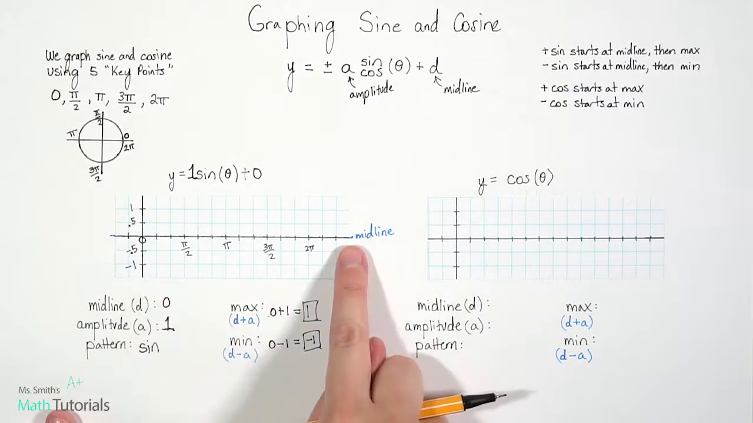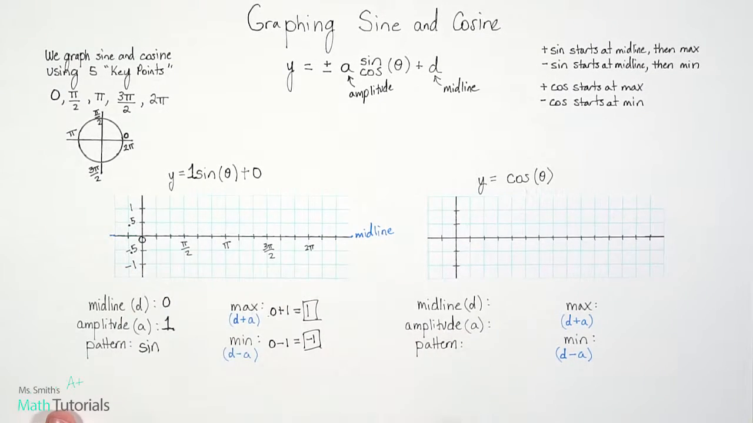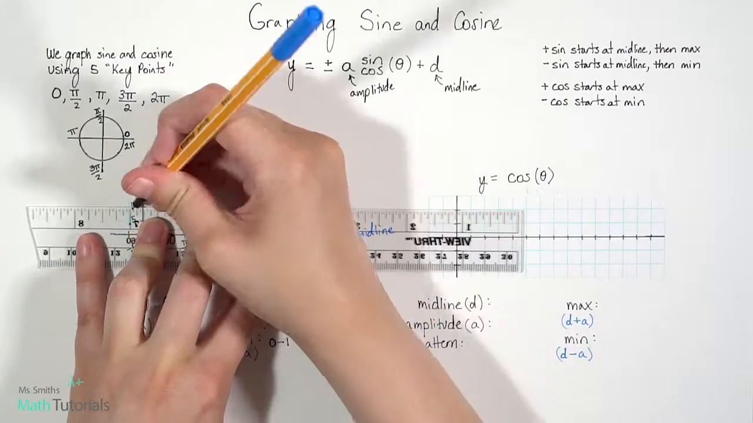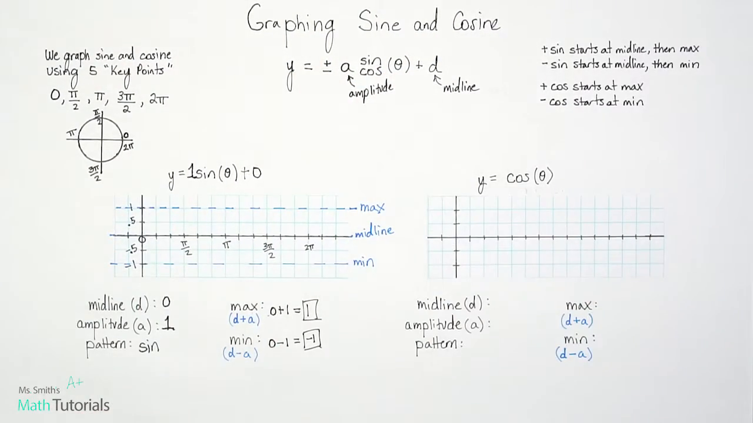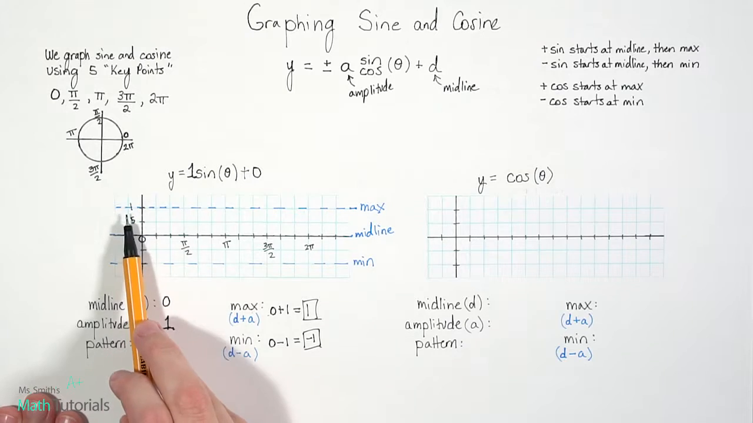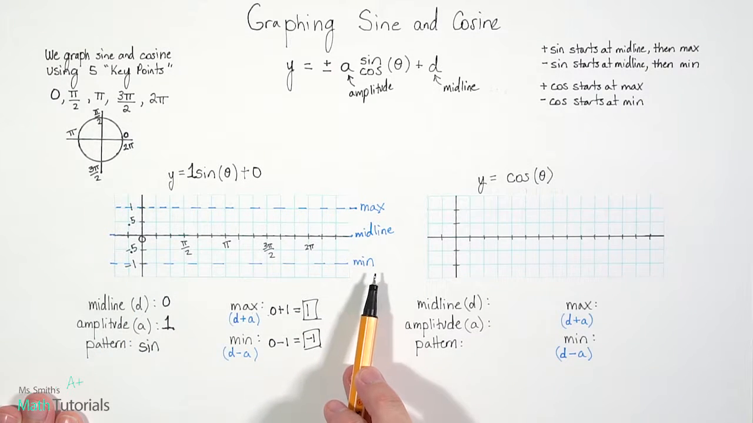I've got my midline. I want to trace what is my max line and what is my min line. And that's just going to help me keep my graph organized. Okay, so I've got both my max line and my min line laid out, and that just gives me the parameters for how high and how low my graph should go.